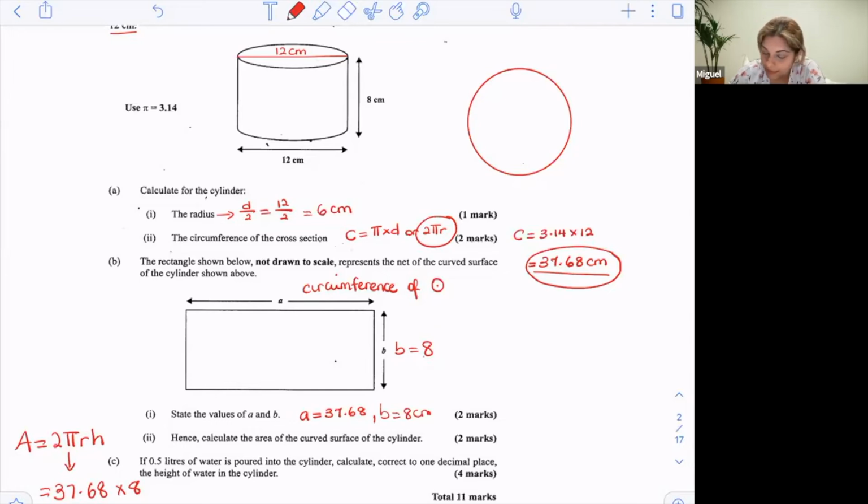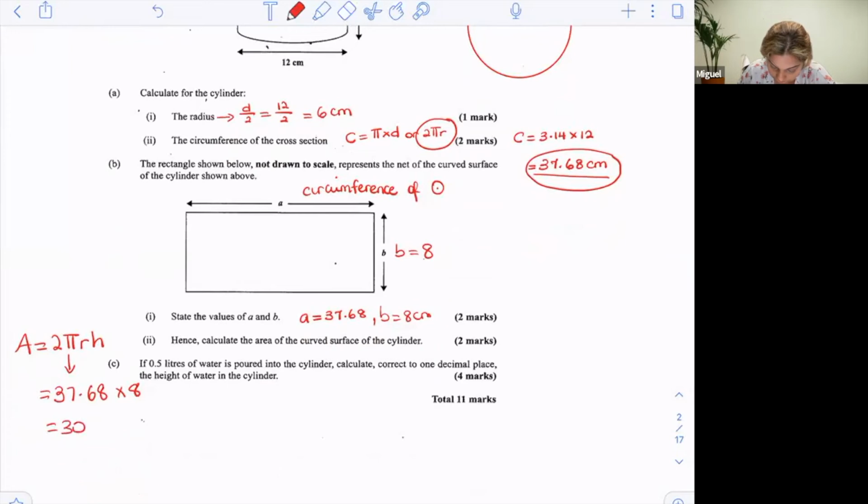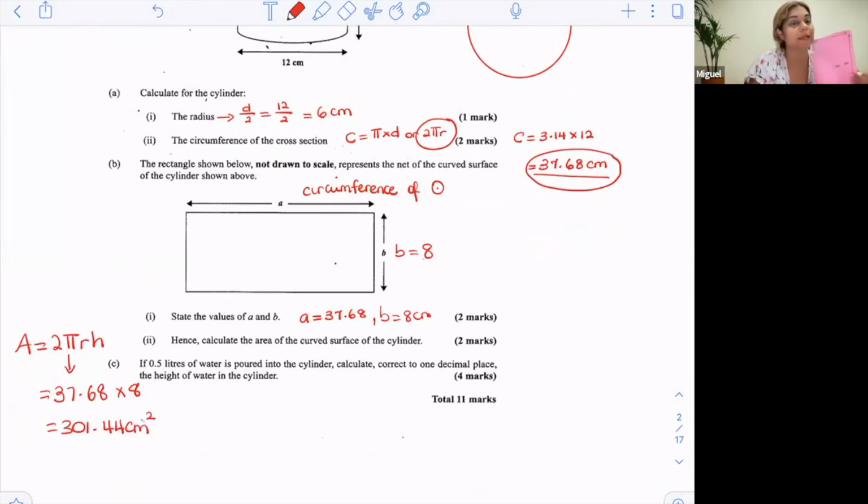So 37.68 multiplied by 8, I have 301.44 centimeters squared. Did you all get it? Yes, miss. All right, now I'm going to pour some liquid in this cylinder.